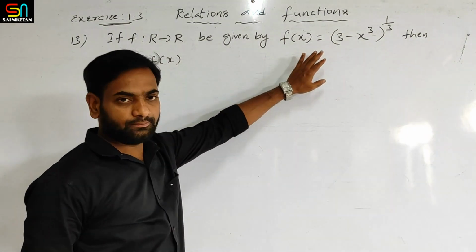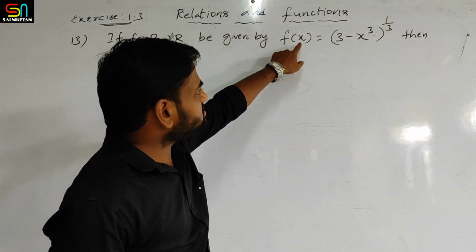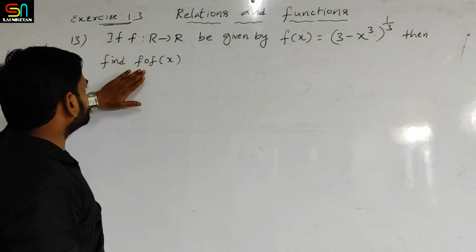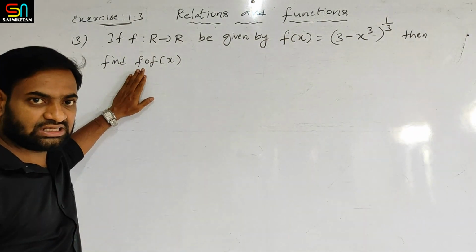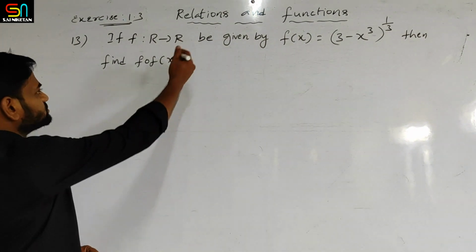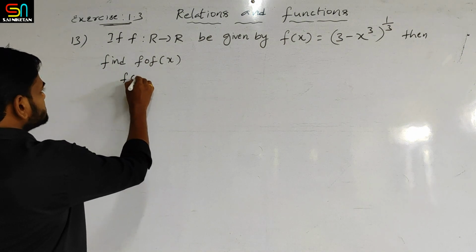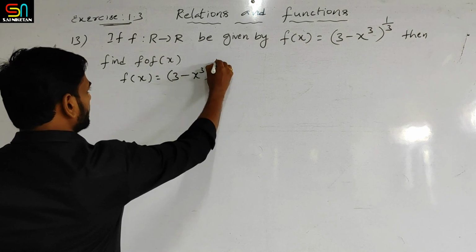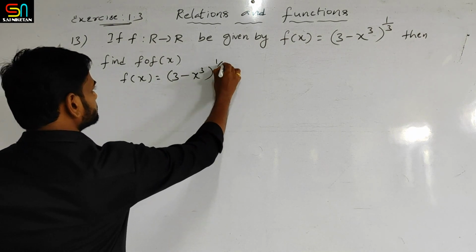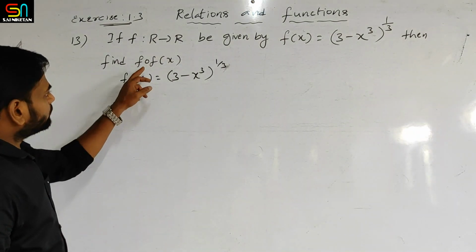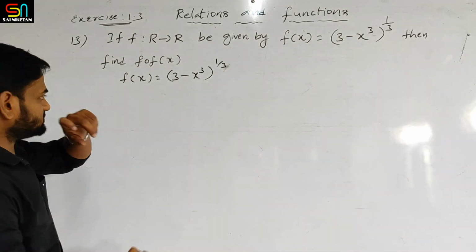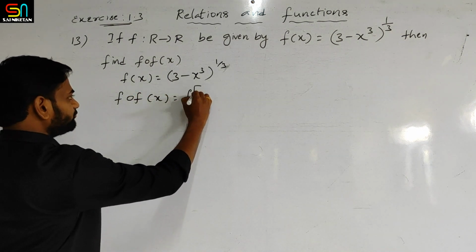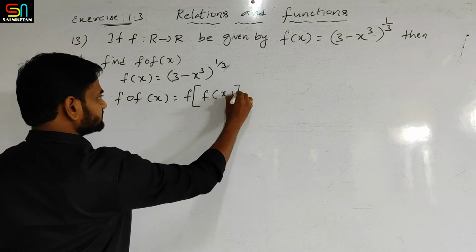Coming to the next problem, the given f of x is (3 minus x cube) whole power 1 by 3. Now we have to find the value of f circle f of x. See here, f of x is (3 minus x cube) whole power 1 by 3. We have to find f circle f of x, that is, f of f of x.